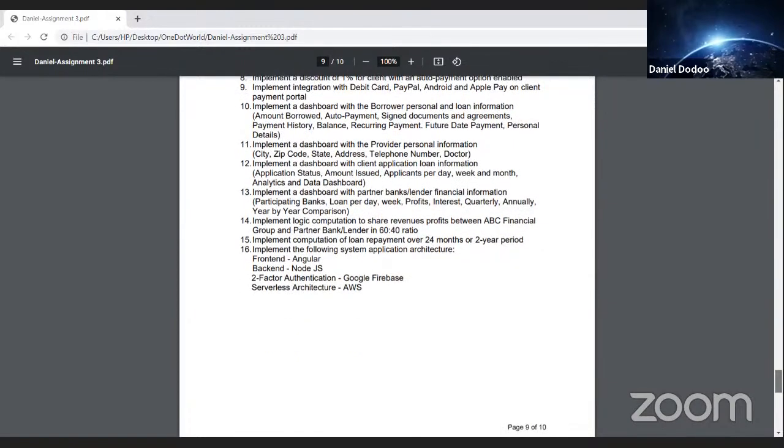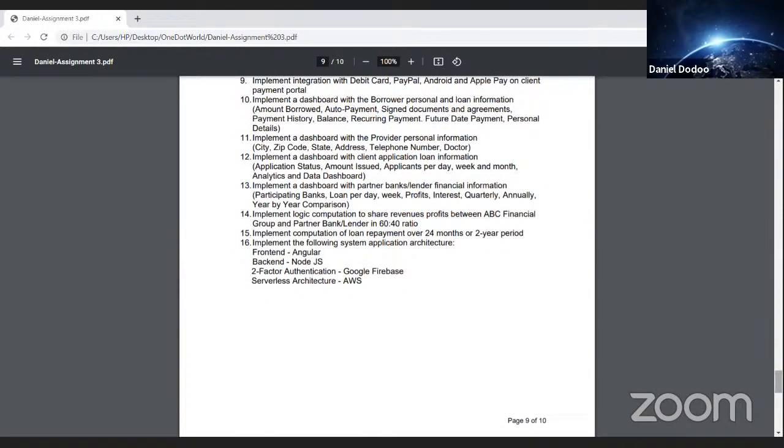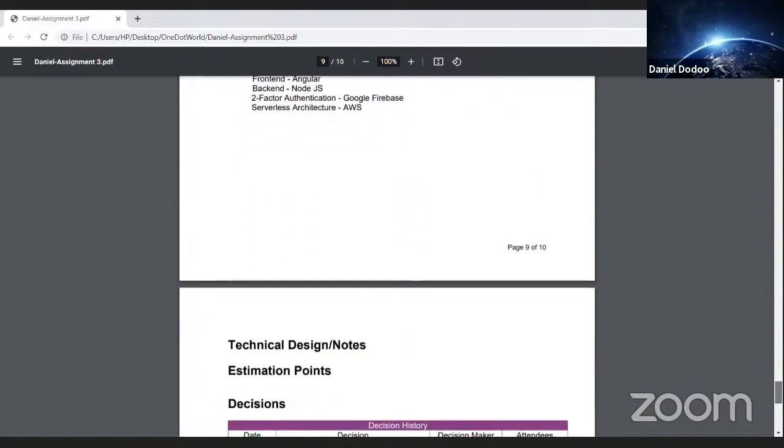And also implement the following system application architecture. For our front end, we have AngularJS, backend Node.js. We have two-factor authentication, that is with Google Firebase. And with our serverless architecture, we have AWS.